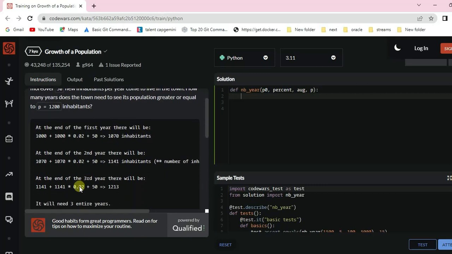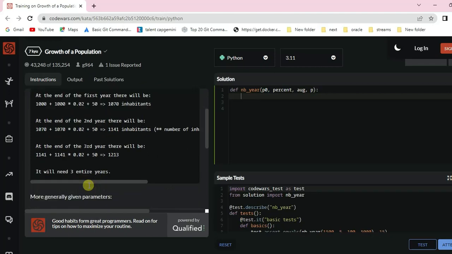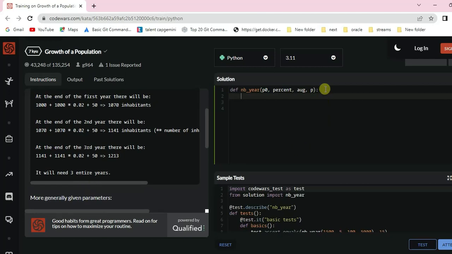In the second year the population will be 1070, so after doing the second year the population becomes 1141, and at the end of the third year the population becomes 1213. So it reaches more than 1200, right? So we should return years as 3. Let's check now.